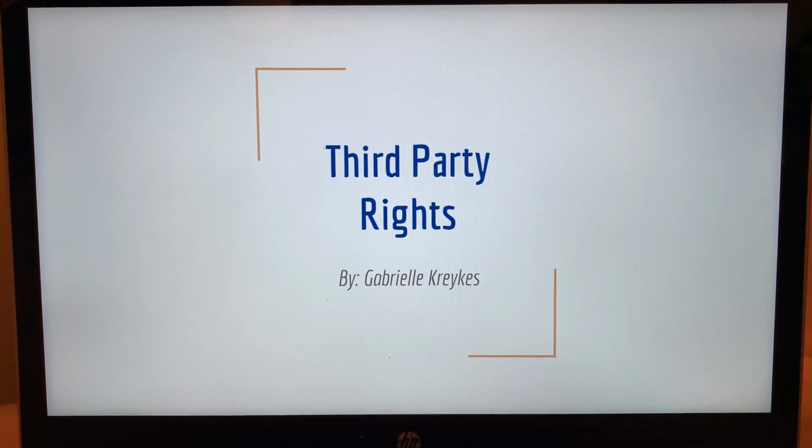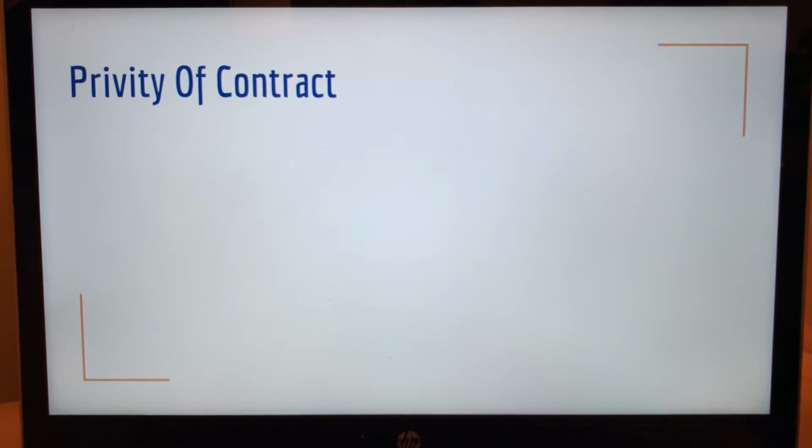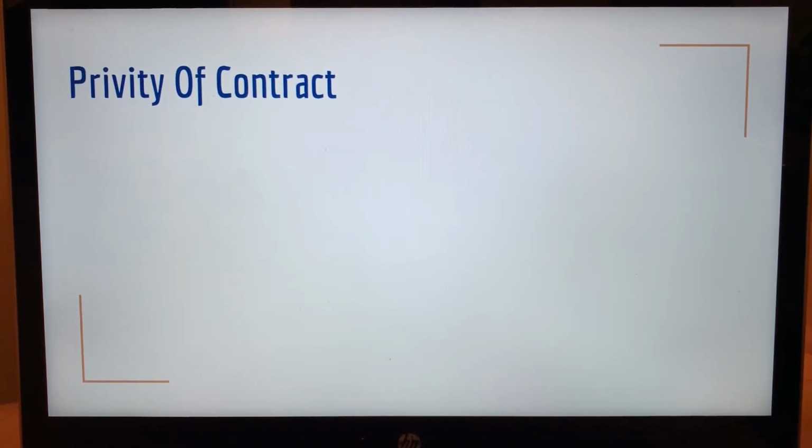In Chapter 17, it talks about the rights and duties of the different parties in the contract. Usually a contract is a private agreement between all the parties. These parties both have rights and liabilities under that certain contract. This is usually called the privity of contract.